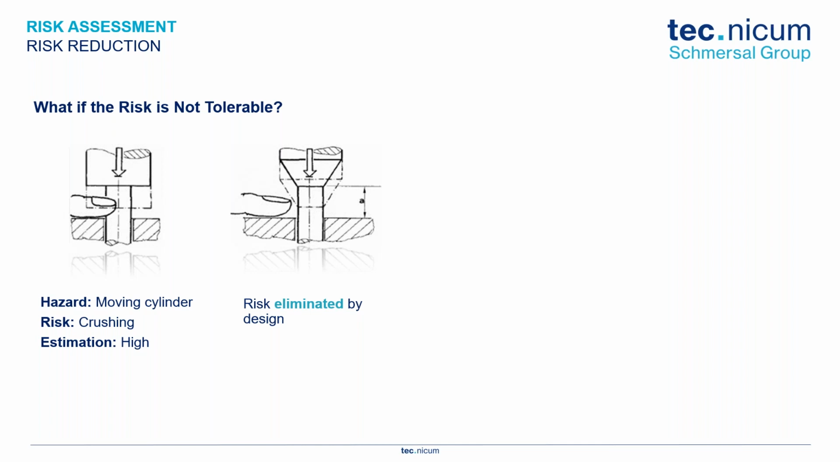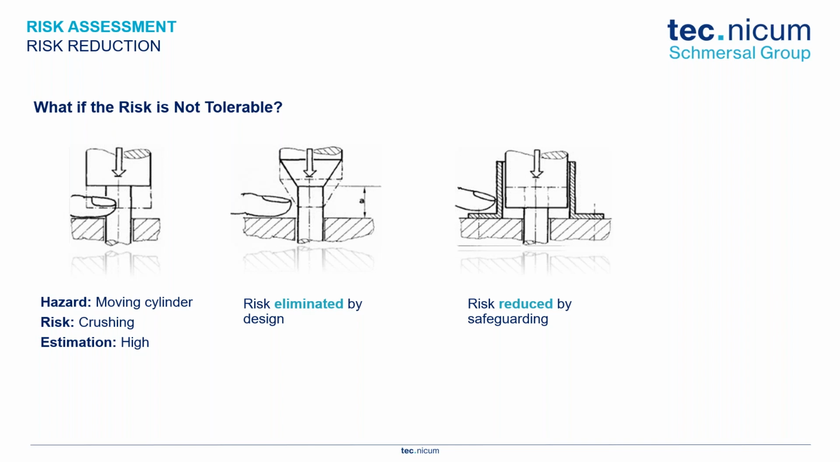And even for new machines being built, we may not be able to design these hazards out. So we have to look at other risk reduction measures. In this example, we're using hard guards. Hard guards are going to limit access to this identified hazard. So we can have risk reduction by safeguarding.